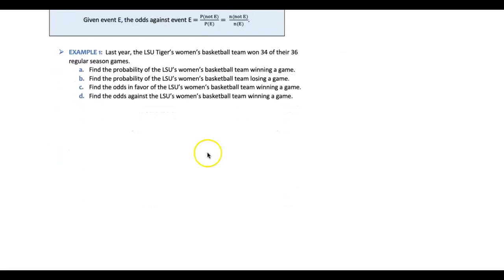Example 1. Last year, the LSU Tigers women's basketball team won 34 of their 36 regular season games. We're going to find the probability that the LSU women's team wins a game, the probability that they lose a game, the odds in favor of winning a game, and the odds against winning a game for that LSU team. Sometimes it's nice to be able to put all of the information in a small table.